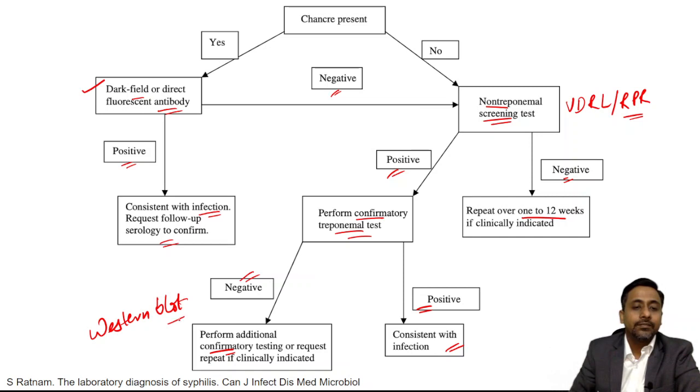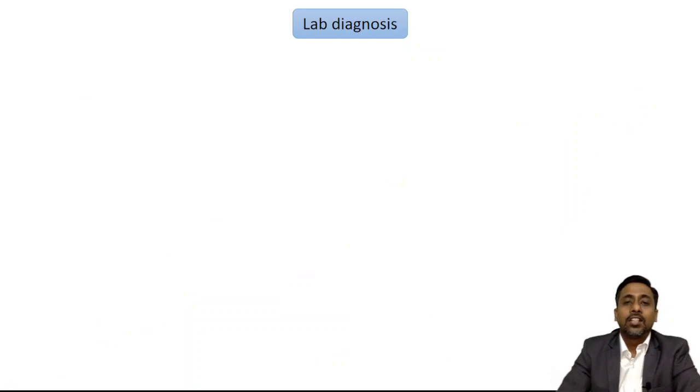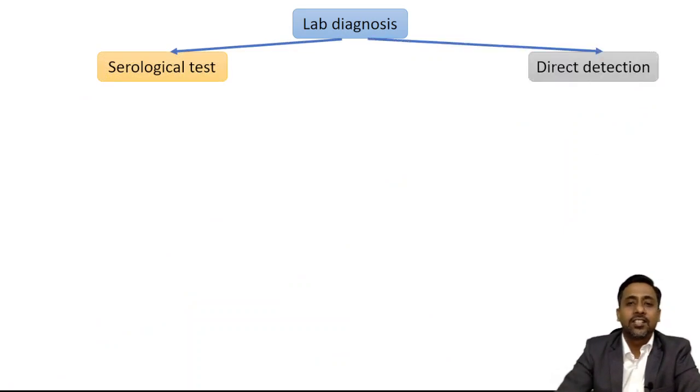So this is the algorithm for testing syphilis. So the lab diagnosis of syphilis is basically divided into two parts. First is serological test and second is direct detection. Serological test can be performed in all the stages of syphilis. However, direct detection cannot be performed in all the stages.